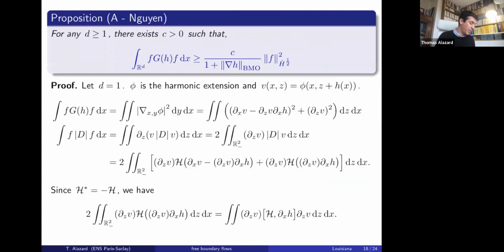And I'm just mentioning a result with Koch and Nguyen. We prove that in any dimension, there exists a constant so that you have a lower bound for this quantity, even if h is not Lipschitz. It's enough to assume that h has a gradient in BMO. And in this case, you can bound from below this term by the H^{1/2} norm of f. The proof is short, but I'm going to skip it.